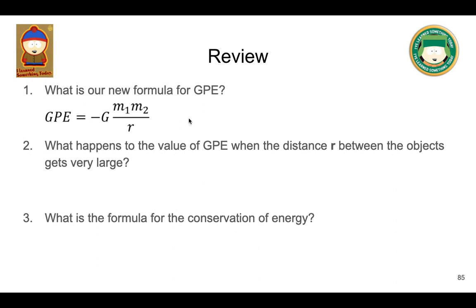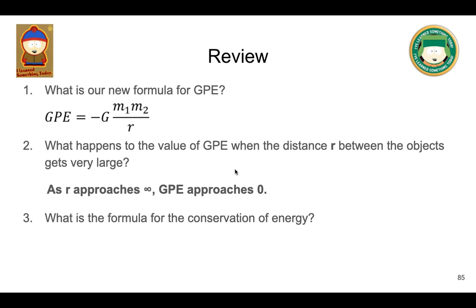So what happens to the value of GPE when the distance R between the objects gets very large? Again, I should have switched to calling that D. Oh well, you'll survive. So when the distance between the objects gets very large, which is to say, as the distance between the objects approaches infinity, GPE is going to approach 0. So if you're infinitely far away, what's the GPE between the two masses? It's 0.